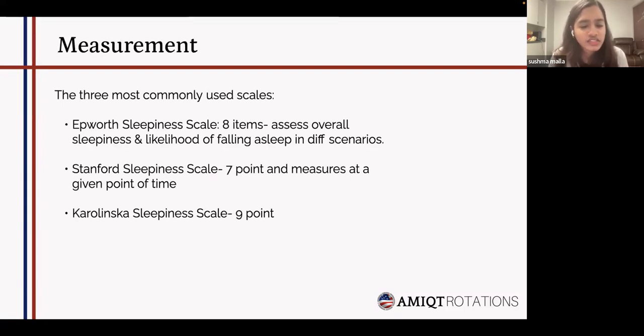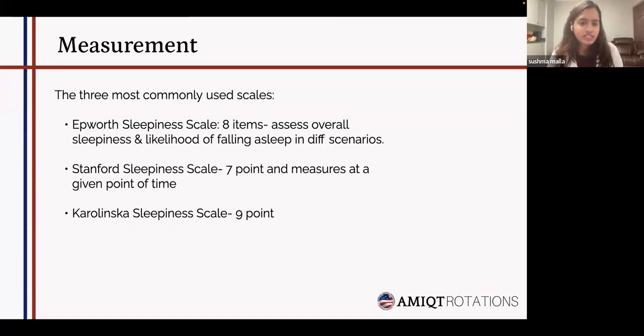So for measurement of sleep, we use three most common scales. That is the Epworth Sleepiness Scale. It has a total of eight items, and it assesses overall sleepiness and likelihood of falling asleep in different scenarios. It gives you a lot of scenarios, and you need to grade it from 0 to 3. If it is 11 or more than 11, that means that you have excessive sleepiness.